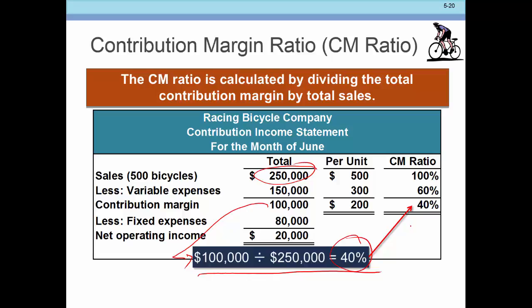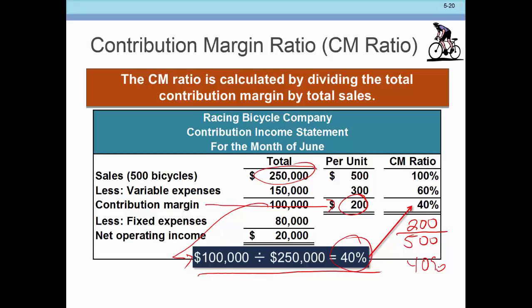Okay. So if we take the 200 contribution margin per unit and divide that by the $500 sales price per unit, do you get this 40%? Do you get the same number? Okay, so there's our contribution margin ratio. Okay, they call that contribution margin ratio.